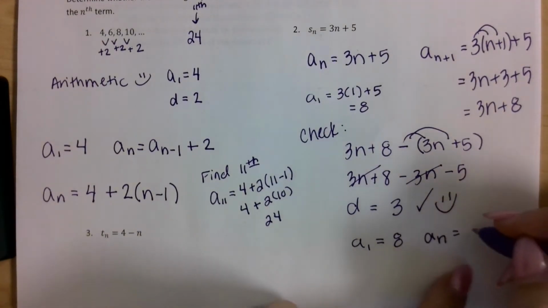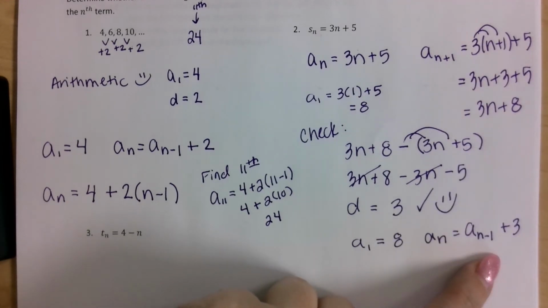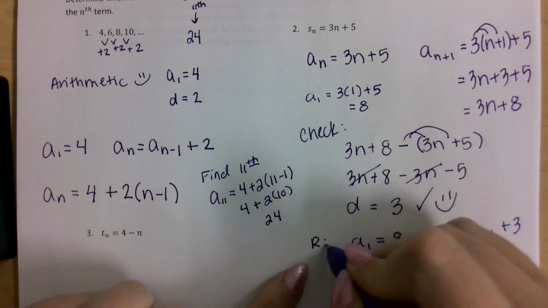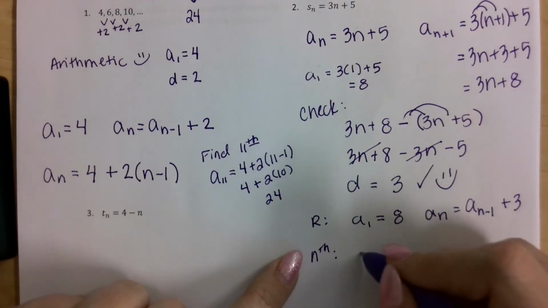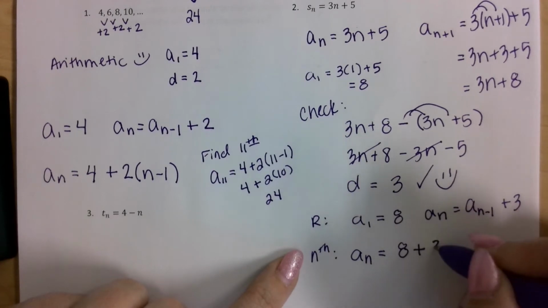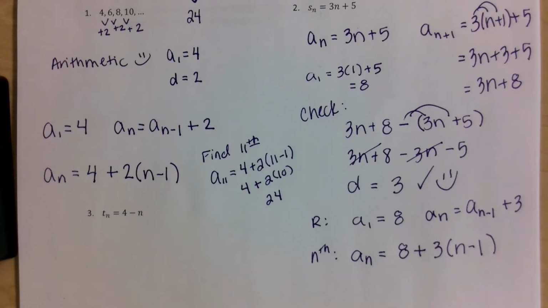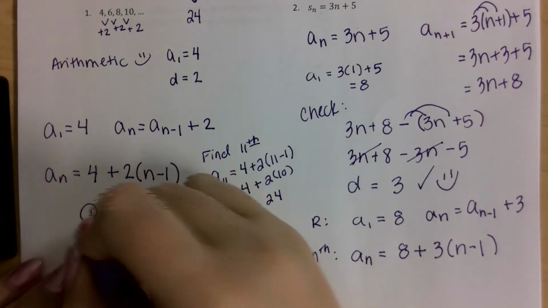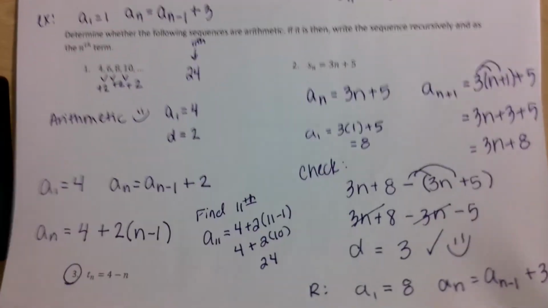Our nth term comes from taking the one before it and adding 3. That's our recursive formula. Now our nth term formula says a sub n is equal to the first term plus the common difference times n minus 1. So I would like you guys to try example 3 on your own and check the answer on the answer key.